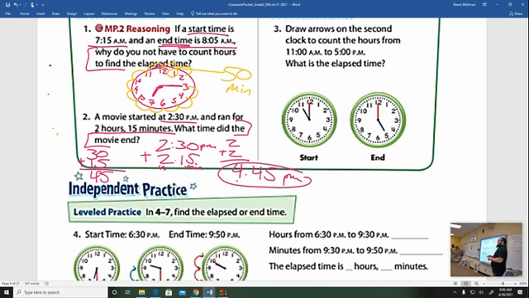Now you can do that with really any time. So right now it is about 9:04. It's 9:04 a.m. right now. If we sat here and worked on math for another hour and a half, which is 30 minutes, what time will it be when we're done working on math?